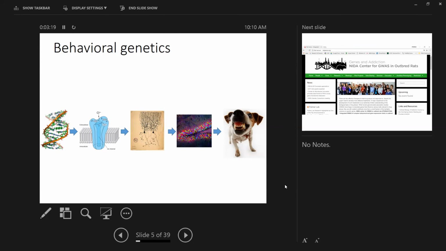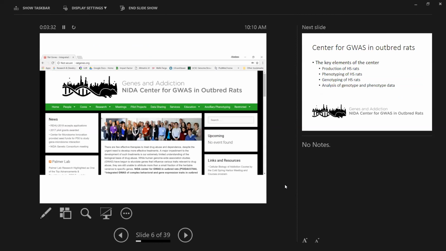And the way that we're going to figure out about these intermediate levels is by identifying differences here that are correlated with differences here, and then using that information to hopefully fill in those intermediate steps, right? So that's a very broad focus. One of the big things that we're doing is we have this Center for GWAS in Outbred Rats, okay?